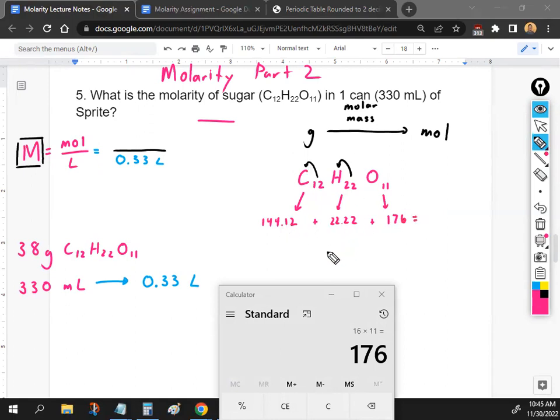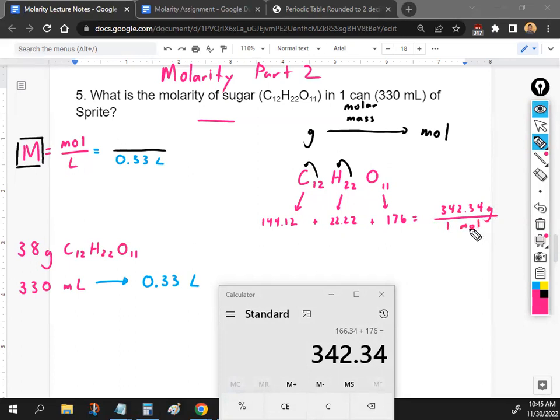Okay, so I know this is a bigger molecule, but we've been doing molar mass for a while, so hopefully you guys are okay with working with this. So if we add them together, 144.12 plus 22.22 plus 176, that will give us a molar mass of 342.34 grams in 1 mole.